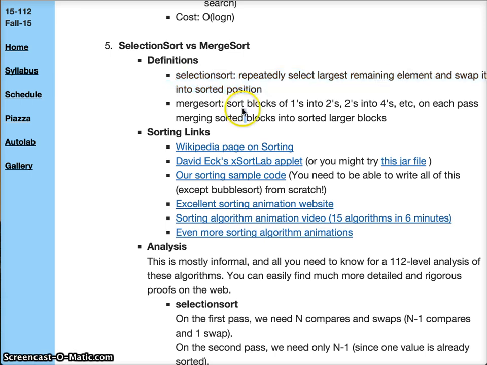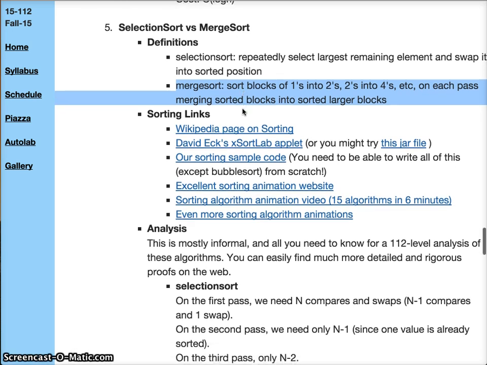Merge sort is the one where we split the list into small blocks of size 1, and then keep merging them together into larger and larger lists. So first the lists of 1 get merged into lists of 2, lists of 2 get merged into lists of 4, lists of 4 get merged into lists of 8, and so on and so forth until we get to a list of size n, where n is the number of elements.